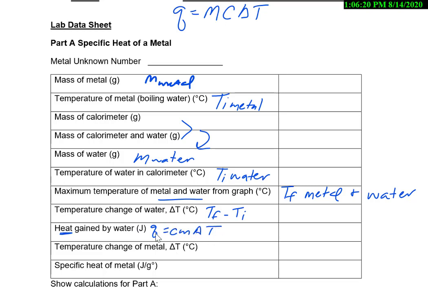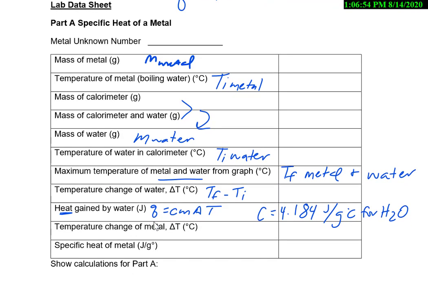So here's our equation again. We're looking for heat of water, which means we're going to use specific heat of water, which remember that specific heat of water is 4.184 joules per gram degrees Celsius for water. So we'd plug that in for our C. Our mass of water we have right here. And our delta T of water we've already found. So we should know C, M, and delta T, which means we can find Q of water.